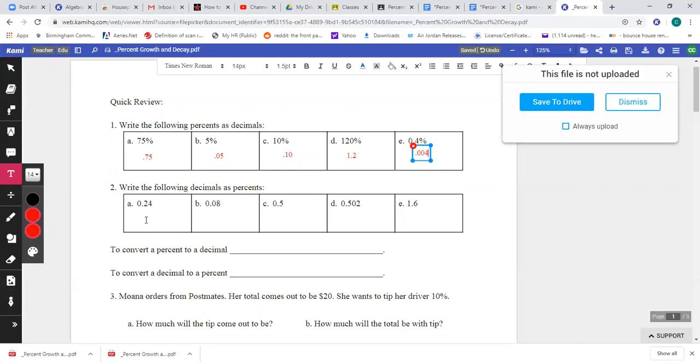Now, if we write decimals as percent, we move the other way. We're going to move 2 times to the right. So this ends up being 24%. This is going to be 8%. This is going to be 50%.